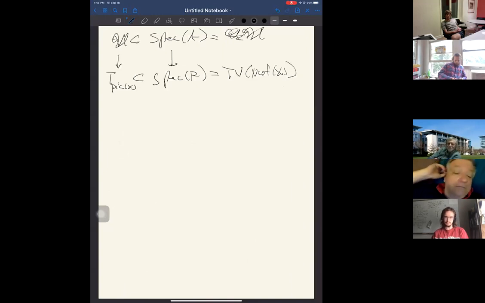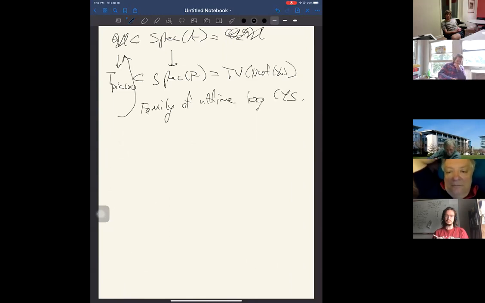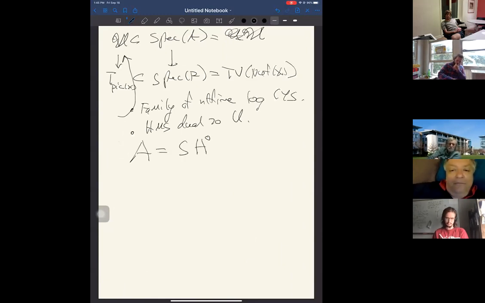I look at the family that I get, and the conjecture is that this is a family of affine log Calabi-Yaus. It should be homological mirror symmetry dual to our original U, and in fact the ring A should be the symplectic homology of U. This is a conjecture.